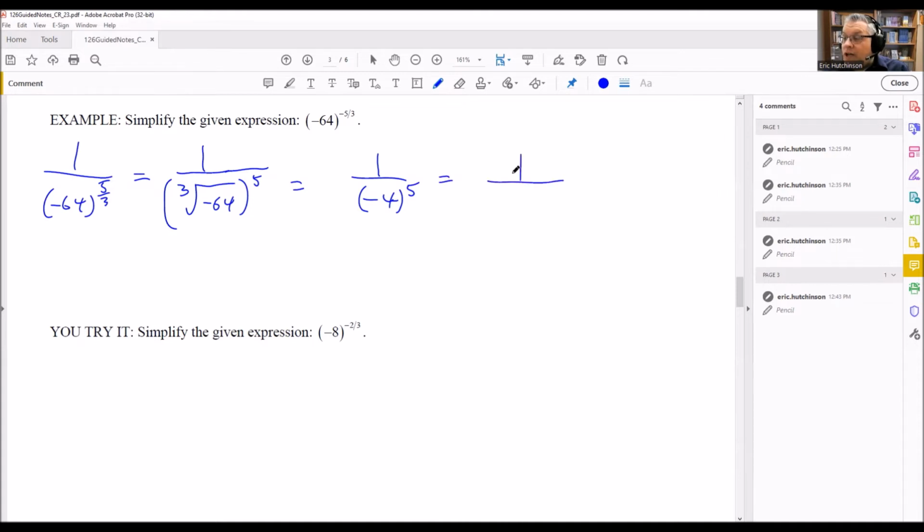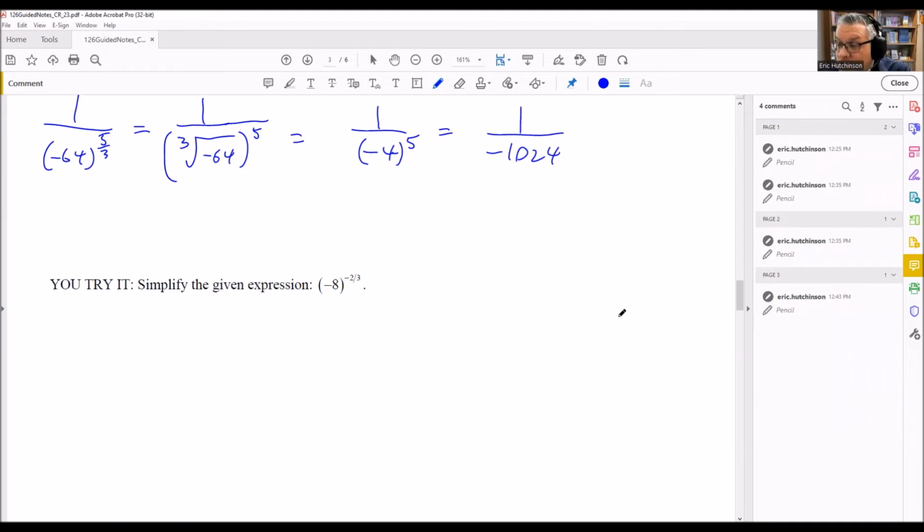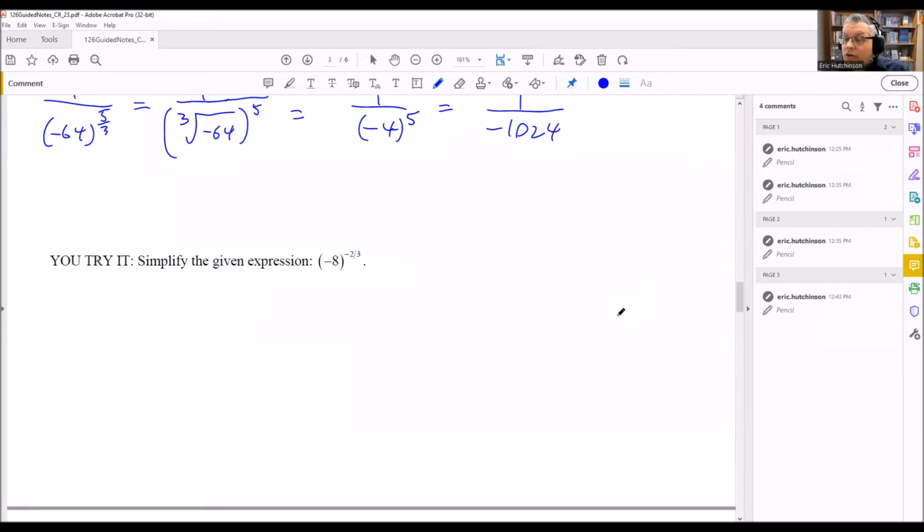Now, what we know about that, if you have a negative number raised to an odd power, your answer is going to be negative. So that's what we have here. We have a negative number raised to an odd power. Now, if you take 4 to the 5th power, that's going to give you 1024, and that would be your answer. So yes, you do have to have a negative. You could either put the negative on the outside of the fraction if you wanted to, but that would be your answer there. Let's do one more of that same type.